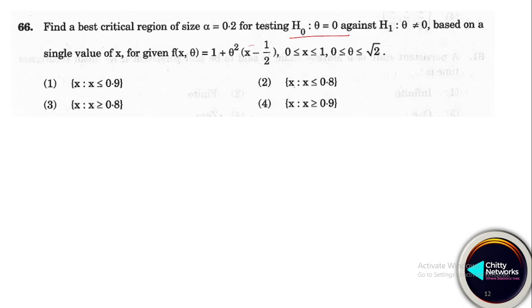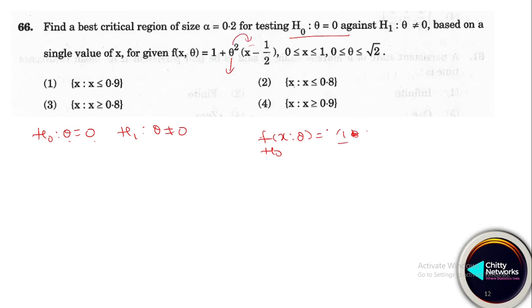Okay, so we shall solve this question. Let this be the last question of this part of the video, and the remaining questions I will solve in the next video. Here we are given H naught: theta is equal to 0 versus H1: theta is not equal to 0, and f of x comma theta is given as 1 plus theta square. Under H naught, what is the value of theta? Theta takes the value 0. If you substitute theta equal to 0, 0 into anything is 0, so f of x theta is just 1.